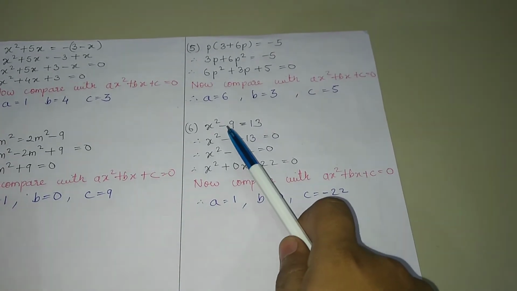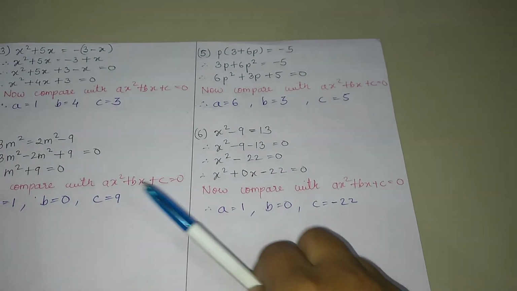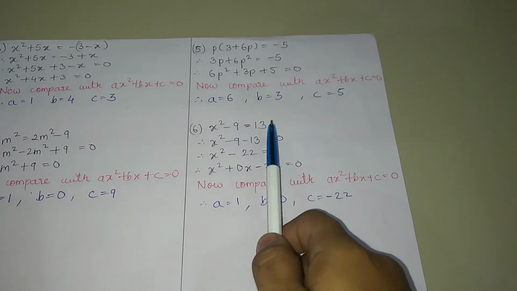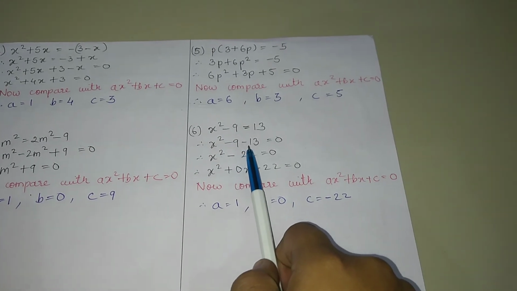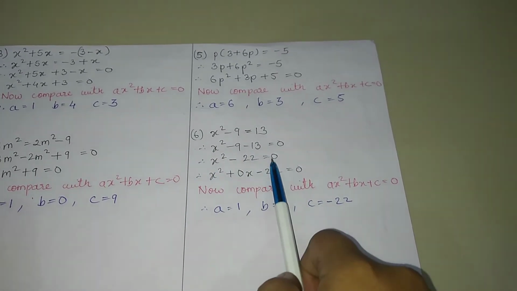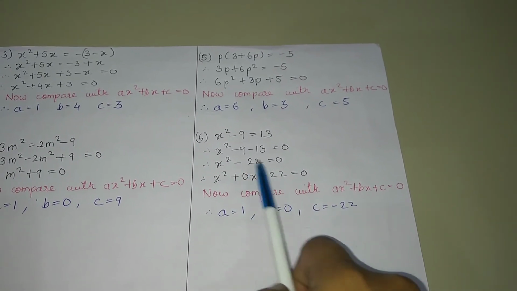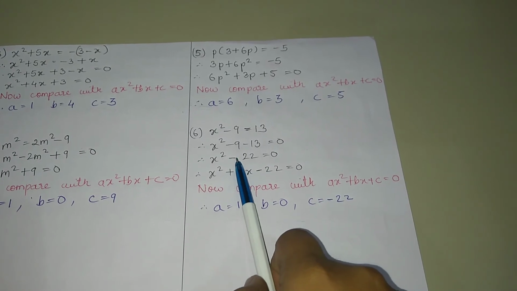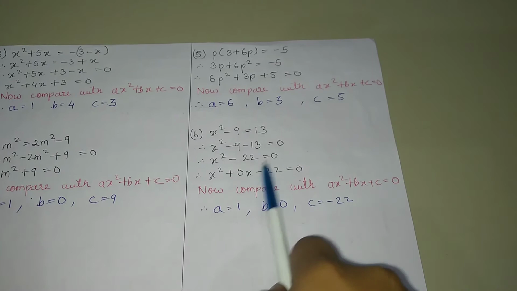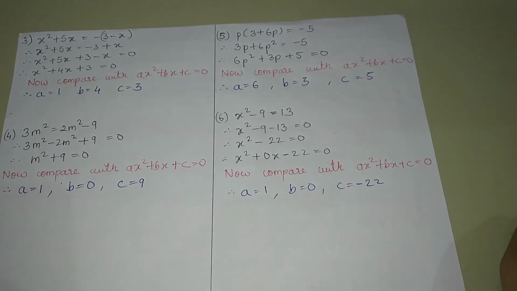Similarly for sixth, it is x square minus 9 is equals to 13. So 13 we will bring to the left side, we get minus 13 is equals to 0. So x square minus 22 is equals to 0. So x square plus 0x minus 22, because here the middle term is missing, so we will take it as 0x minus 22 equal to 0. Comparing with this term, we get a is 1, b is 0, c is minus 22.